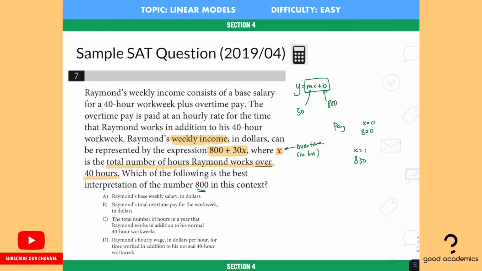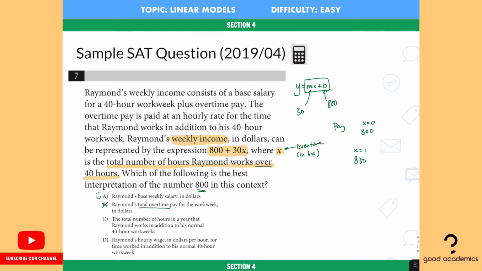So let's look at the choices and see what choice would make sense. Choice A says Raymond's base weekly salary in dollars. Looks pretty good. So let's put a smiley face next to it. But let's hold on to this decision until we read all the other three choices. Choice B says Raymond's total overtime pay for the work week in dollars. Now it says total overtime pay, while the 800 does not include the overtime pay, because as the x gets bigger, the number gets bigger. So it's not 800, it's going to be more than 800 if there is any overtime pay. So B cannot be the answer.